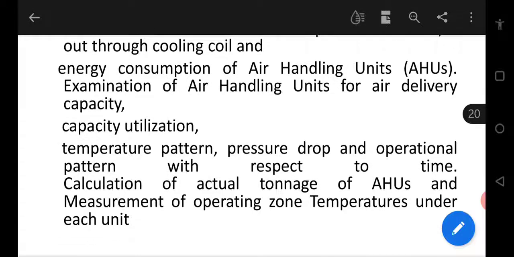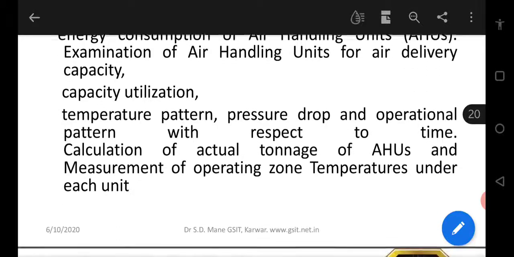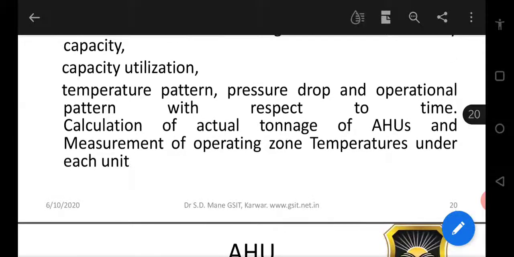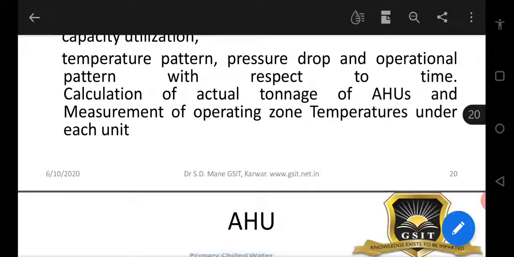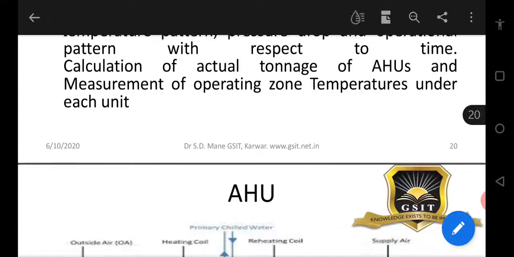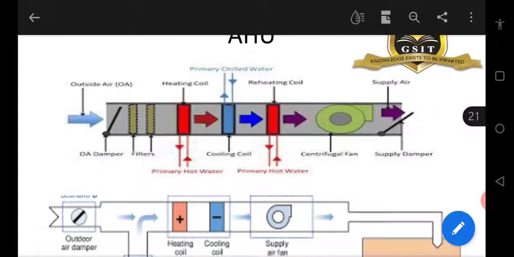examination of the air handling units for air delivery capacity, then temperature patterns, pressure drop, then the actual tonnage of AHUs and the measurement of operating zone temperatures under which each unit works, because all the units are not ideal, and sometimes you will have some hot zones, slightly warm zones and slightly cooler zones in all high-rise buildings.